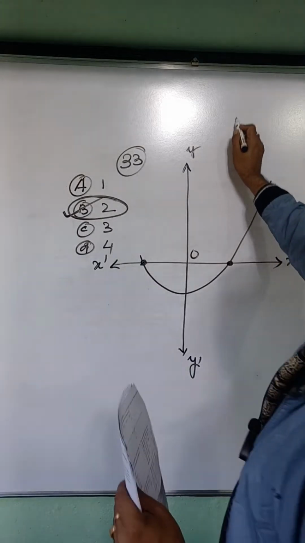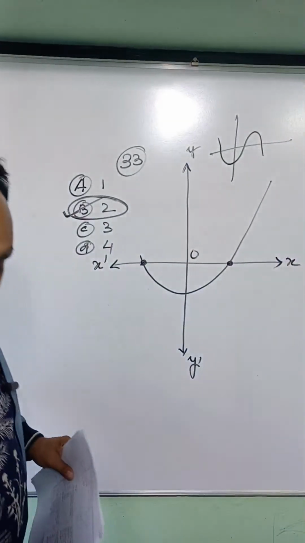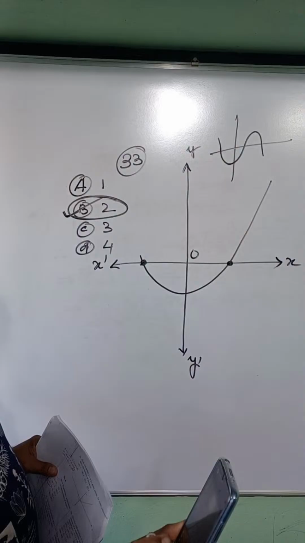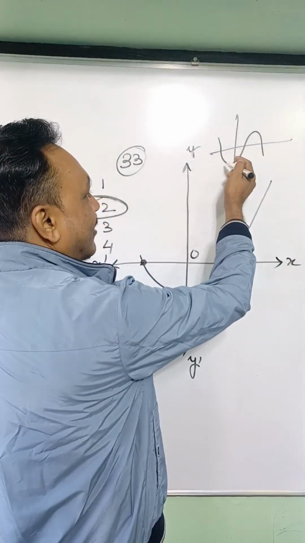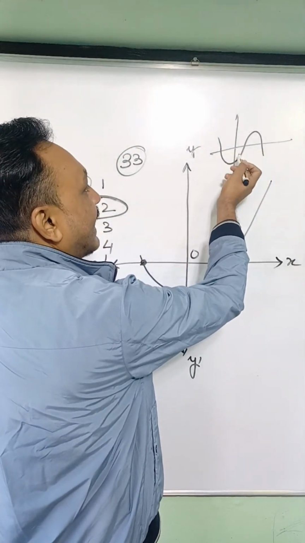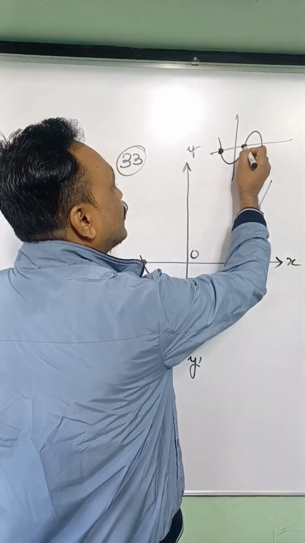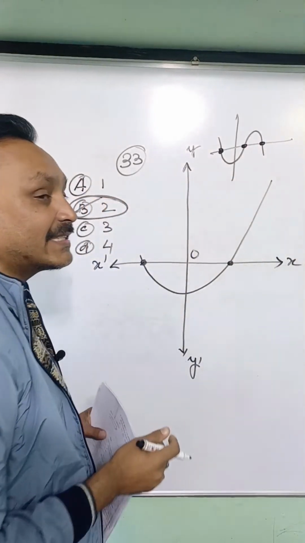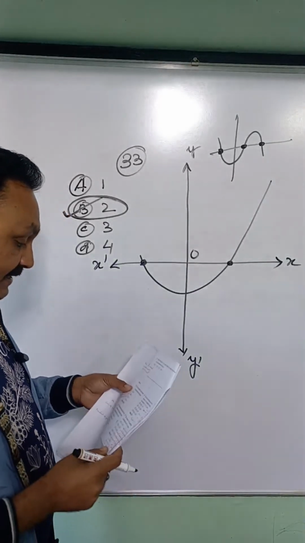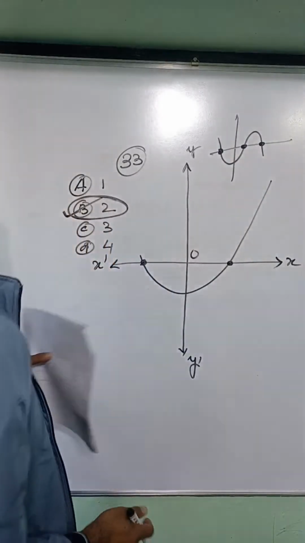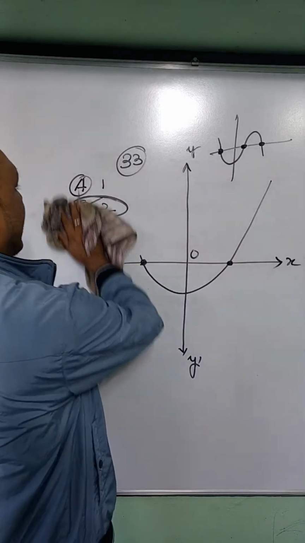Suppose there is a similar problem and the graph is like this. If we draw an x-axis, this is not there in the question paper, but for your understanding I have drawn one extra graph. Now let us check at how many points the graph intersects the x-axis. Here 1, 2, 3. Here the number of zeros of the polynomial is 3. Very simple. I hope it's clear. If it is clear, then we can go to the next one, question number 34.